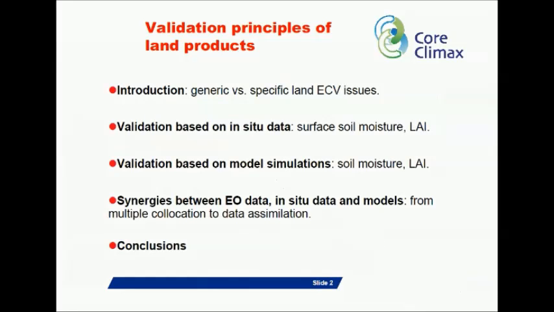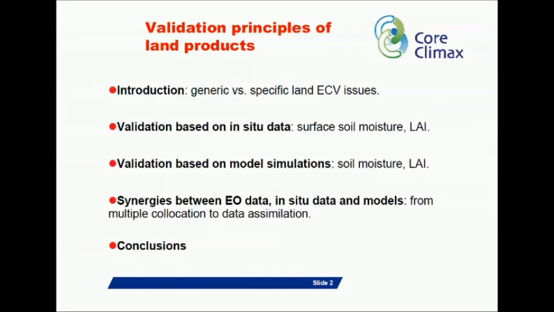I will start my presentation with a brief introduction, going from generic definitions of validation towards specific land variable issues. I will focus mainly on soil moisture and leaf area index variables. This morning we had a presentation about snow, so let's switch here to soil and vegetation. I will show some examples based on the use of in situ observations to do the validation of satellite products, and then I will switch to the use of model simulations.